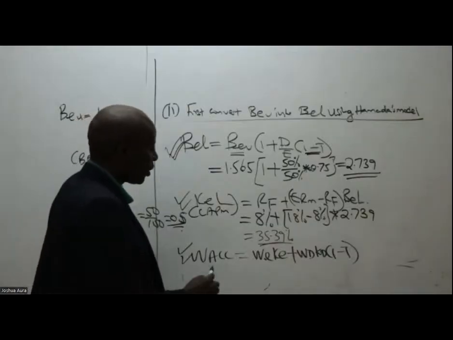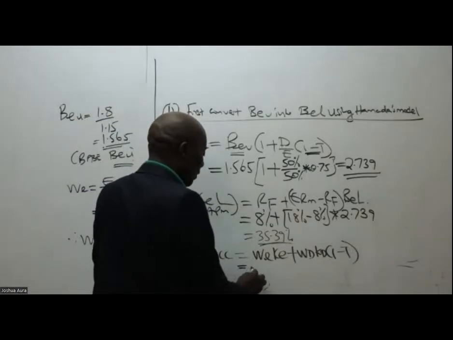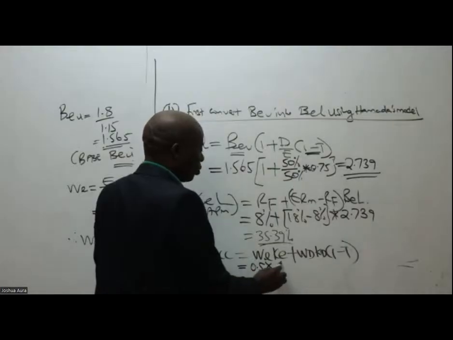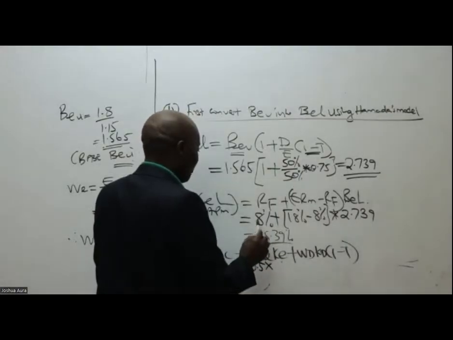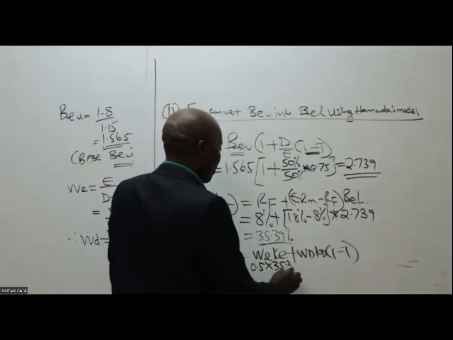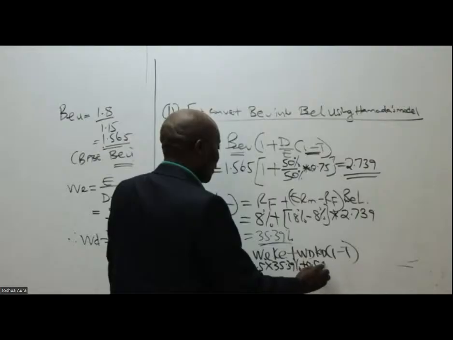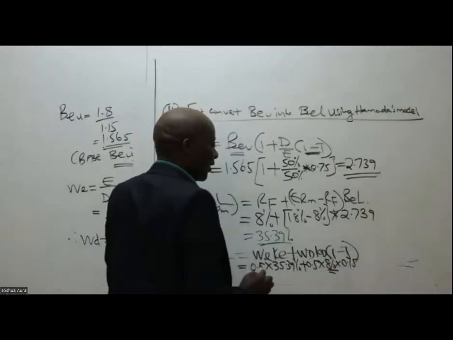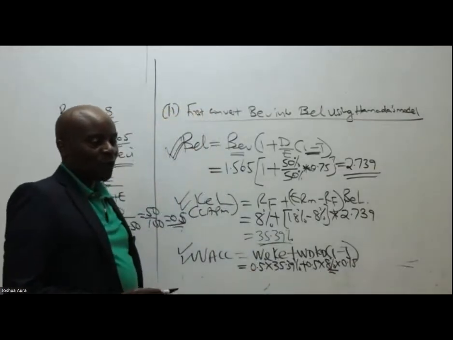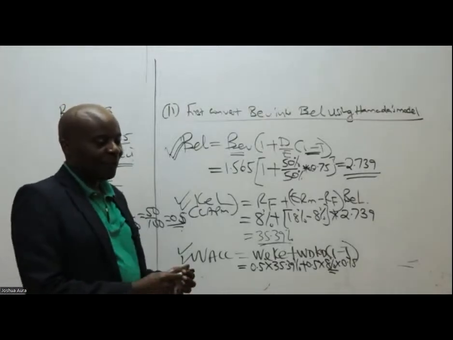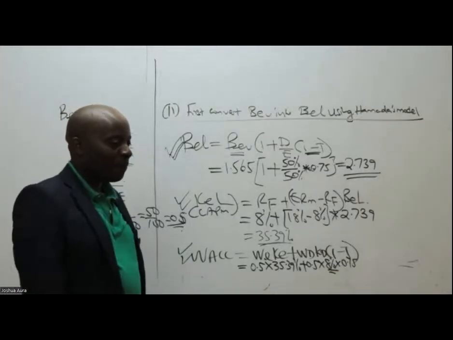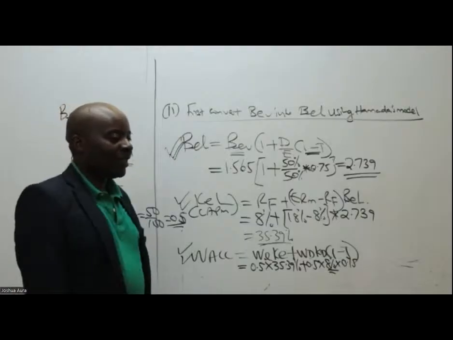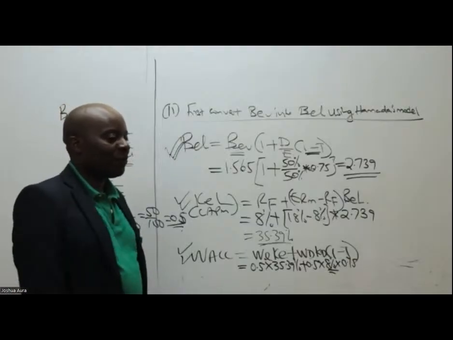Thank you so much. So the weight of equity, ladies and gentlemen, here is 0.5. The cost of equity is what we already have here, 35.39%. Weight of debt is 0.5 times cost of debt, which is 8%, times 0.75. I'm so sure you don't know where I got 8% from. Is there anybody who knows where I got the 8% from?